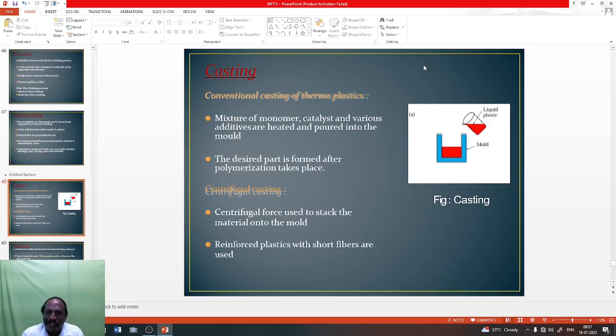Monomer, catalyst and additives are heated and poured into the mold. The desired part is formed after polymerization takes place. In centrifugal casting, centrifugal force is used to stack the material onto the mold. Reinforced plastic with short fibers is used.